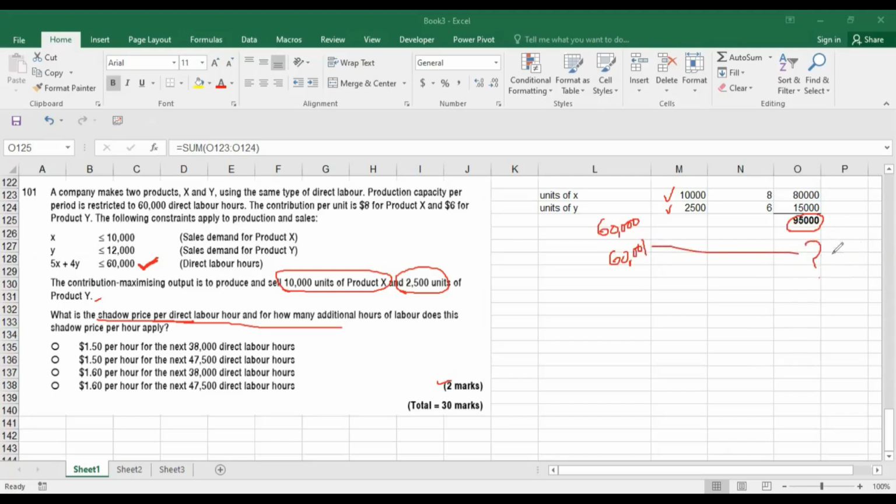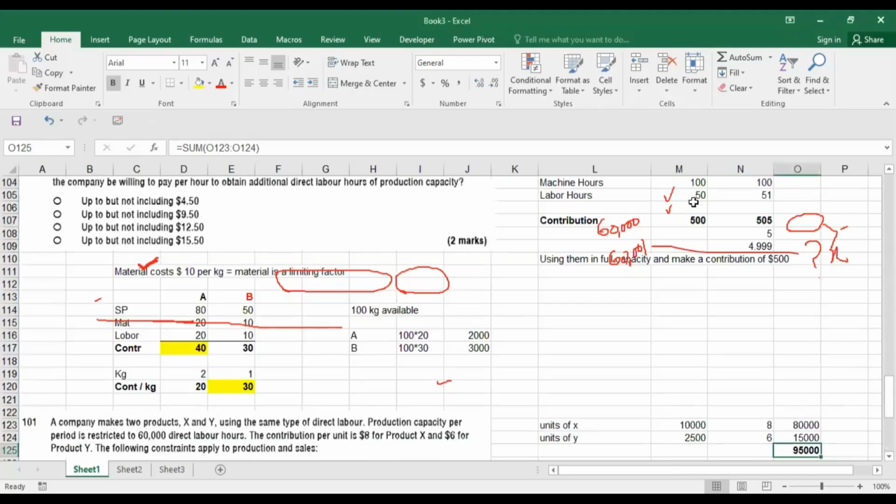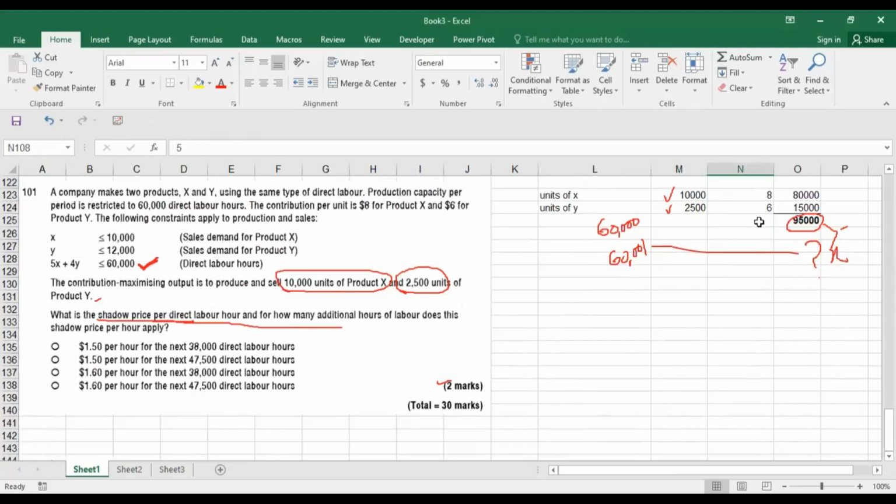Whatever will be the additional contribution, the difference between this and this will be the shadow price. Just like we did here, that if we increased labor hour from 50 to 51, what is the increase in contribution? The difference was your shadow price. The same principle we are going to use here.